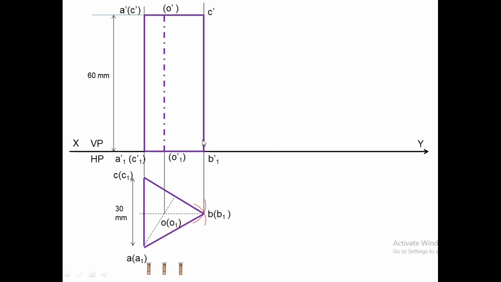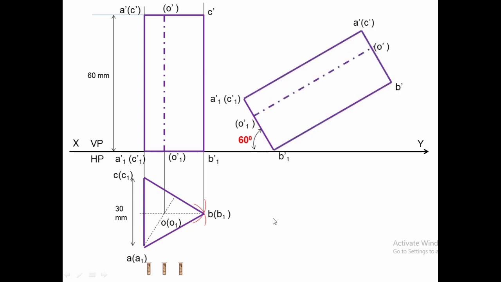Now in this problem, the base is inclined and it is resting with a corner. Keep the corner on the XY line. Tilt this base B1, A1, C1 at an angle equal to 60 degree. B1 is kept on the XY line. You are tilting this by an angle 60 degree with respect to the XY line, that is with respect to HP. Now redraw all other lines, mark it. So you have redrawn the initial elevation by inclining the base at an angle 60 degree.